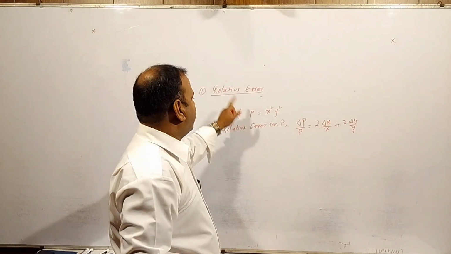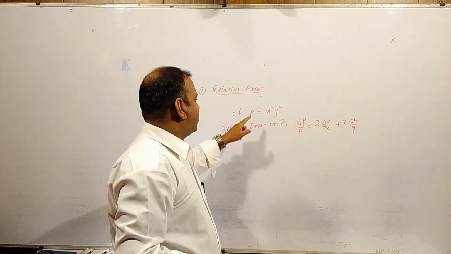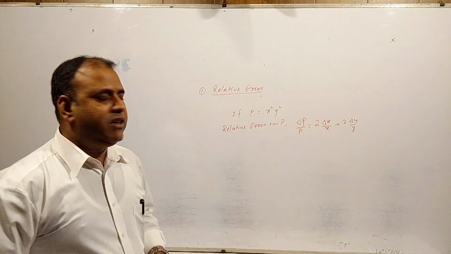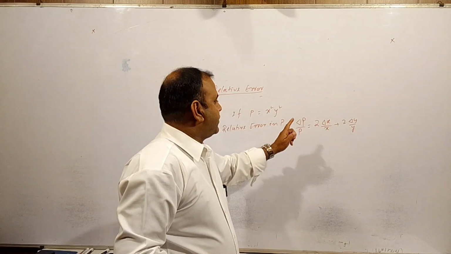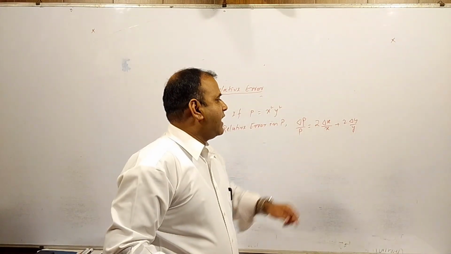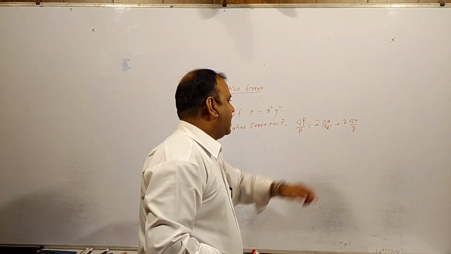Actually the function it is given, p is equal to x square y square. So this can be written in terms of relative error: delta p by p is equal to 2 into delta x by x plus 2 into delta y by y. So this is called relative error.